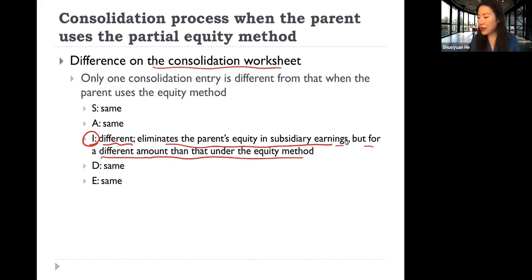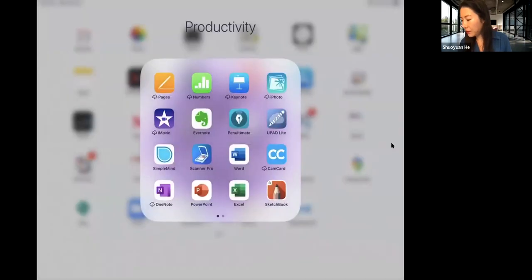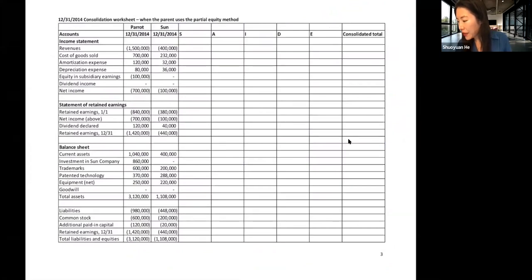So let's continue the previous example. Now the parent used the partial equity method, and it is the year of the acquisition. Let's look at how to do the consolidation worksheet. If you go to the worksheet, please look at page 3 of your worksheet. So again, it is the year of acquisition, and the parent is using the partial equity method. Let's first look at the first column of this worksheet. This column is taken from what you did in our last class.